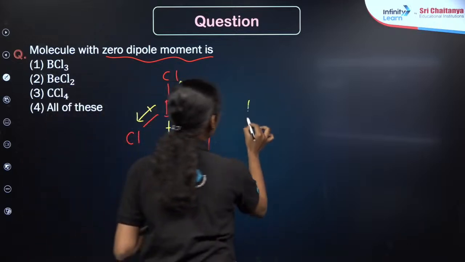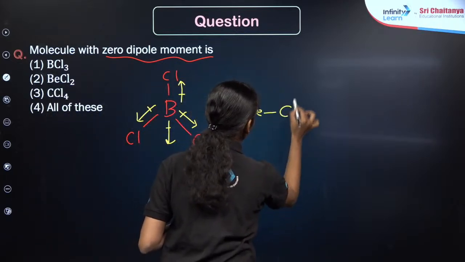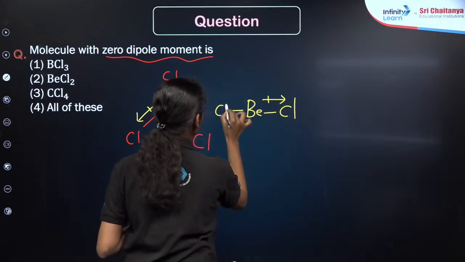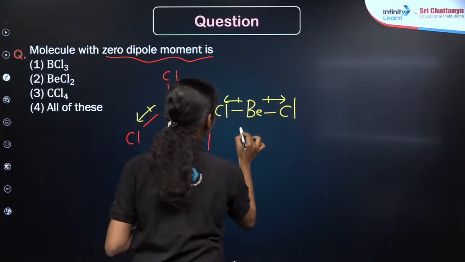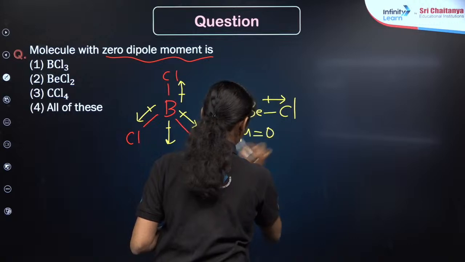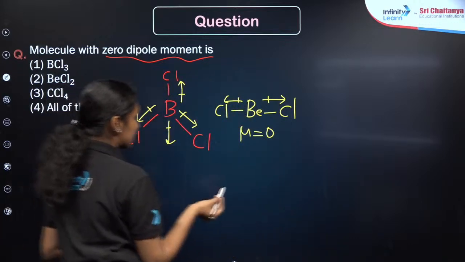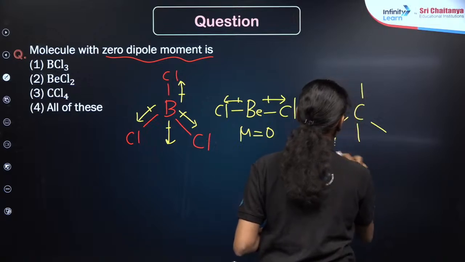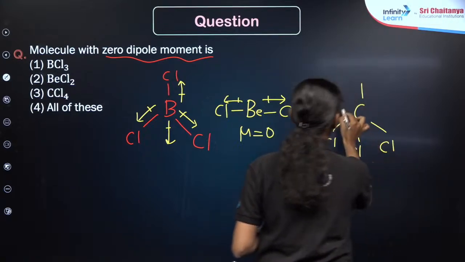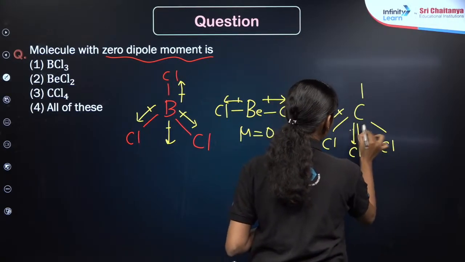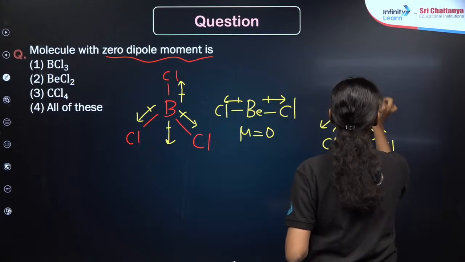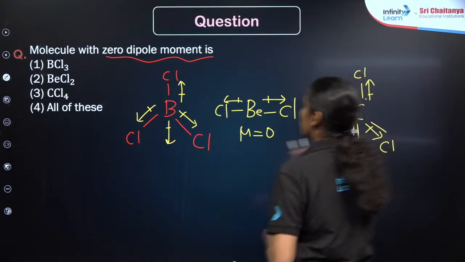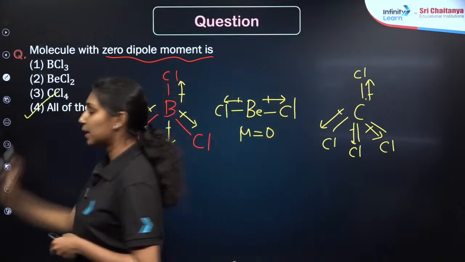Similarly, in the case of BeCl2, it is linear, so the dipole moment is equal to 0. In the case of CCl4 also, all are similar atoms, so it will experience the electronegativity difference equal and opposite in magnitude. So we can say that all the above molecules have a dipole moment equal to 0. Therefore, option 4 will be the correct answer.